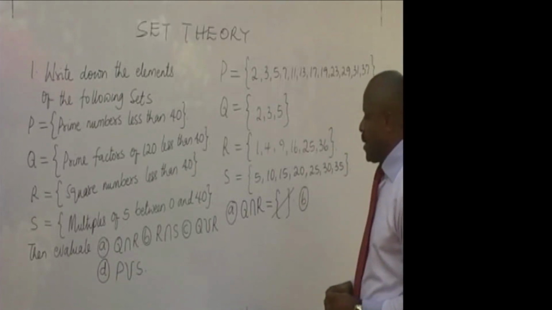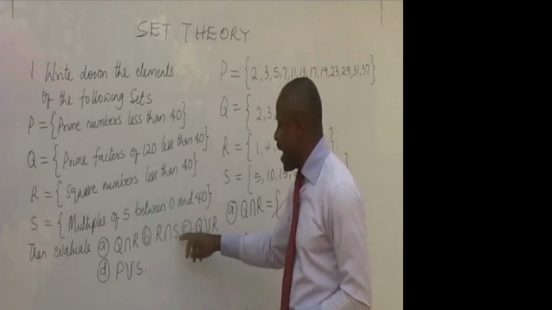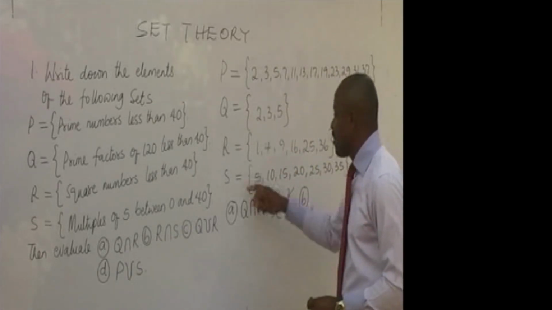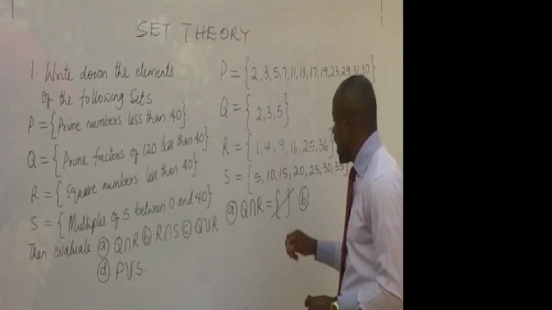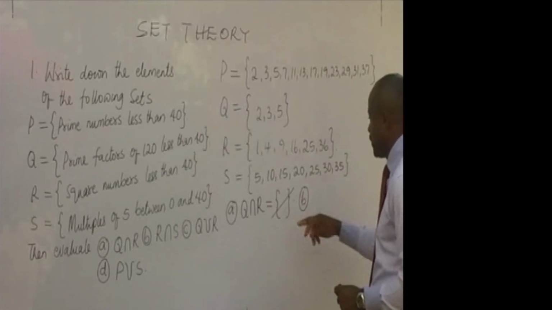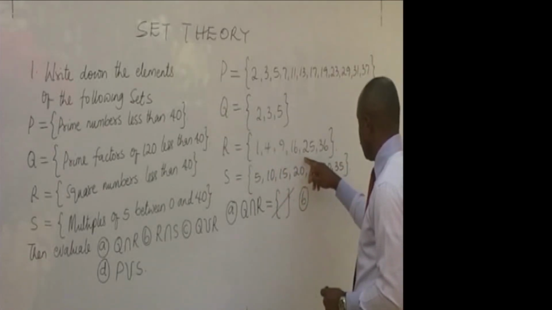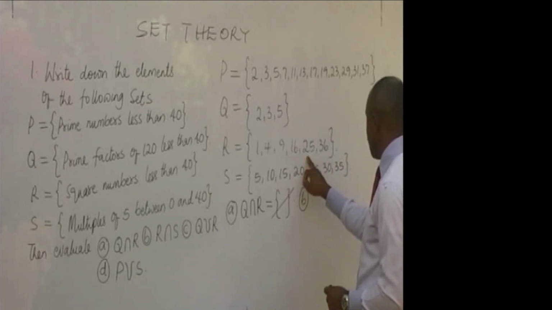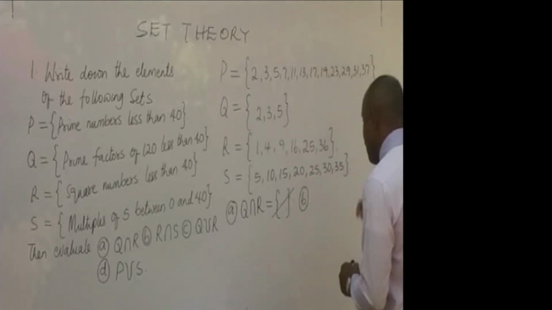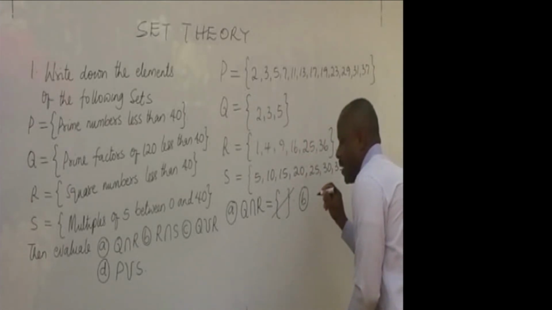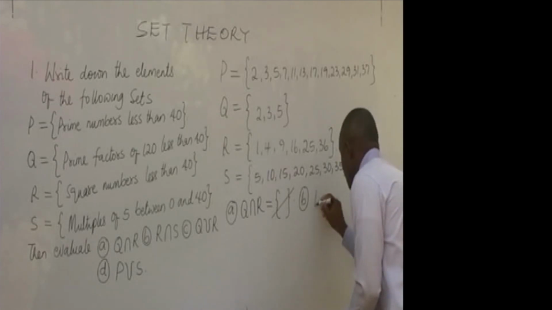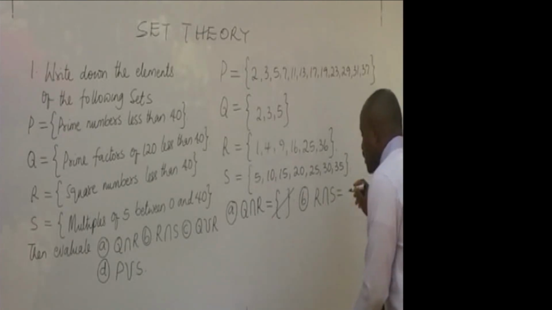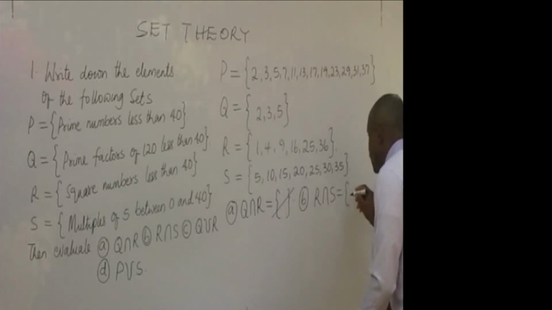B says R intersection S, those members of R that are also members of S. Let's check. I could see 25. So 25 is the only member of R that is a member of S. R intersection S is only one member, and that member is 25.